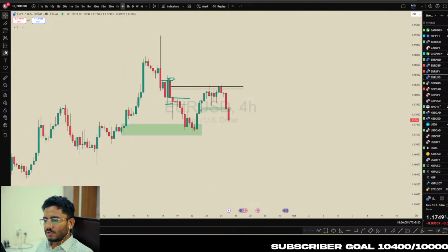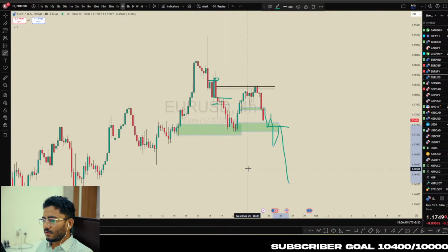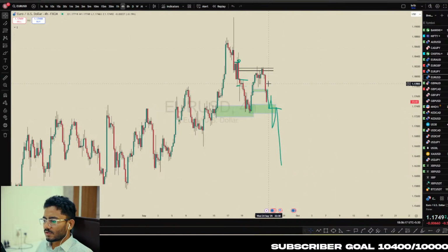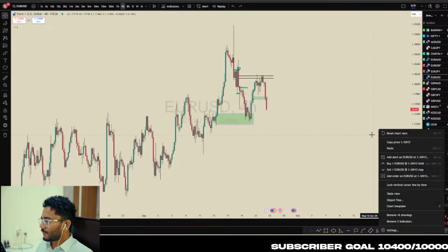So on EURUSD also there is this order block. Here we could see a buying reaction, then probably it will be an inducement, faking this move and then tapping, and it will continue to the downside. So something like this will happen.